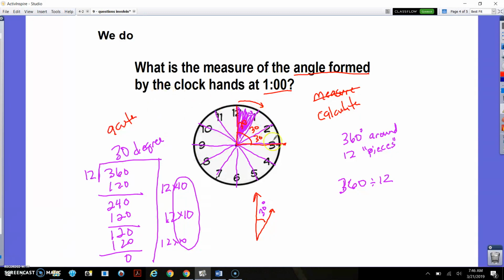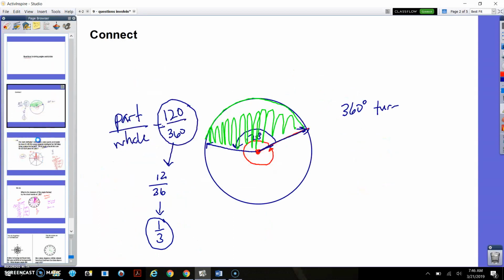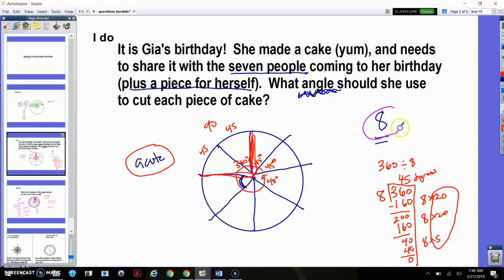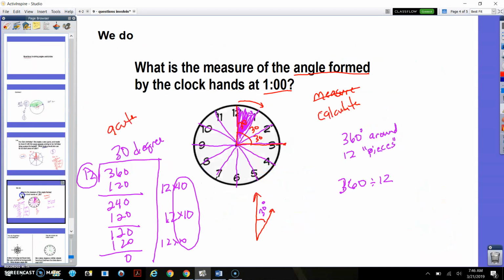So that's how you do questions involving angles and circles. There's usually going to be something round, and you can divide it into an equal number of parts. In this case, it was 12, because it was a clock. In the case of the cake, it was 8, because that's how many people were coming. I take my 360 degrees, and I divide it into the right number of parts, and then I go from there to get my answer.